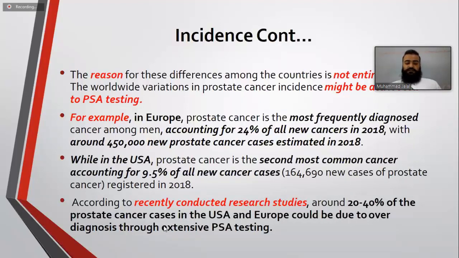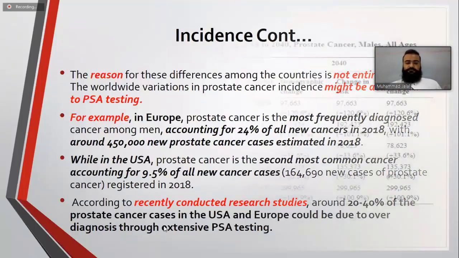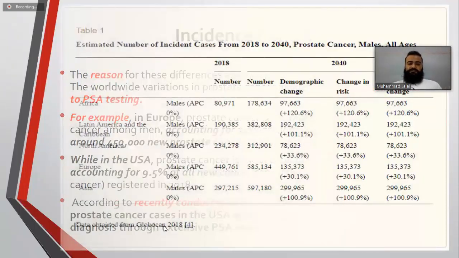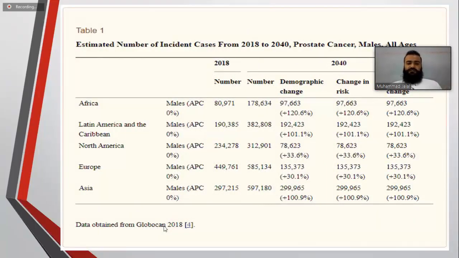1,64,690 new cases of prostate cancer were registered in 2018. According to recently conducted research studies, around 40% of the prostate cancer cases in the USA and Europe are overdiagnosed through extensive PSA testing. These are the estimated number of incident cases from 2018 to 2040 of prostate cancer in males of all ages.